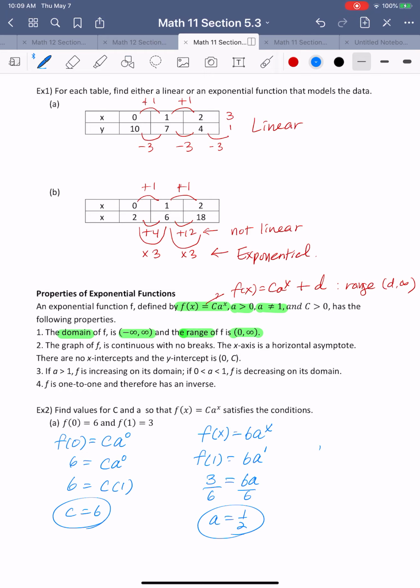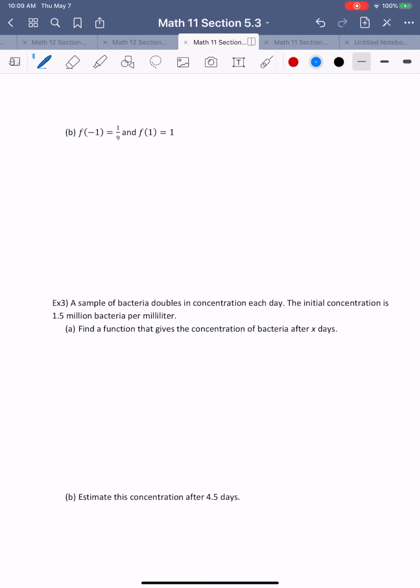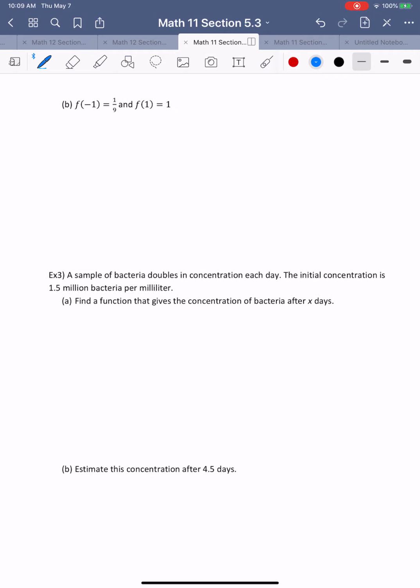Okay, so now we have this function should be 6 times one-half to the x power. So make sure that you put parentheses around the base though. Otherwise, you might simplify. Okay, and the next problem. f of -1 is 1/9.